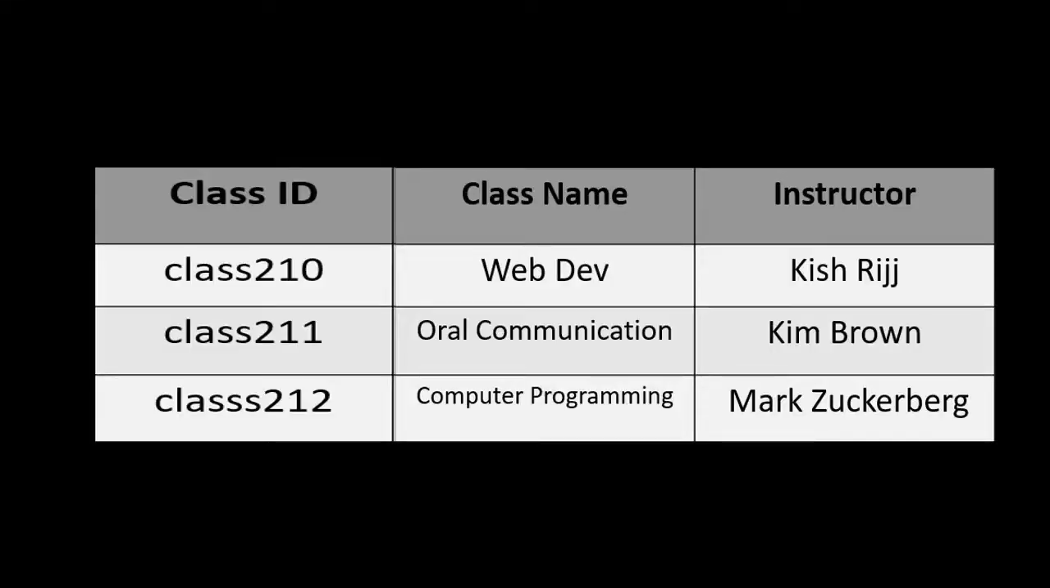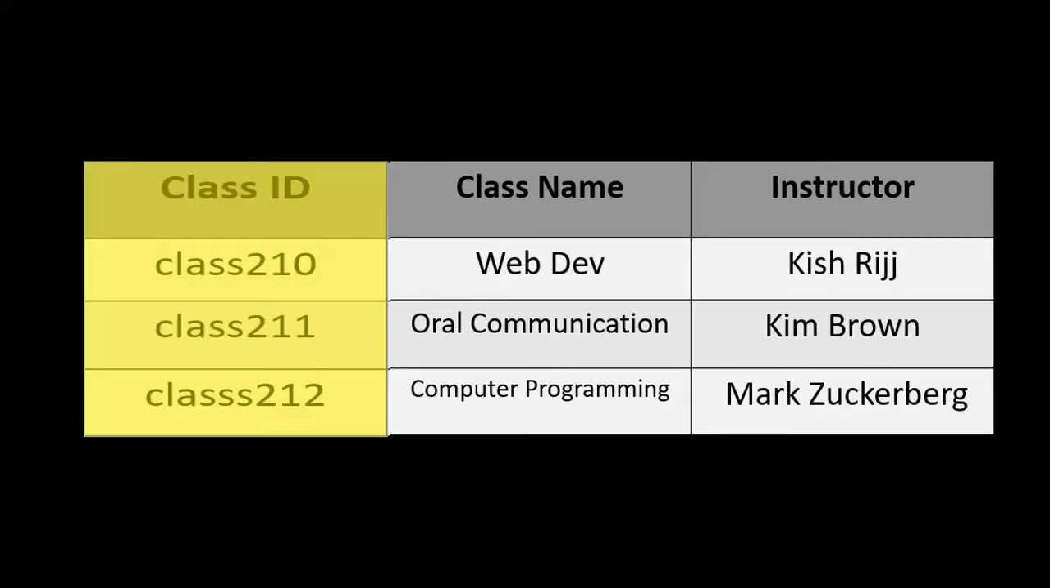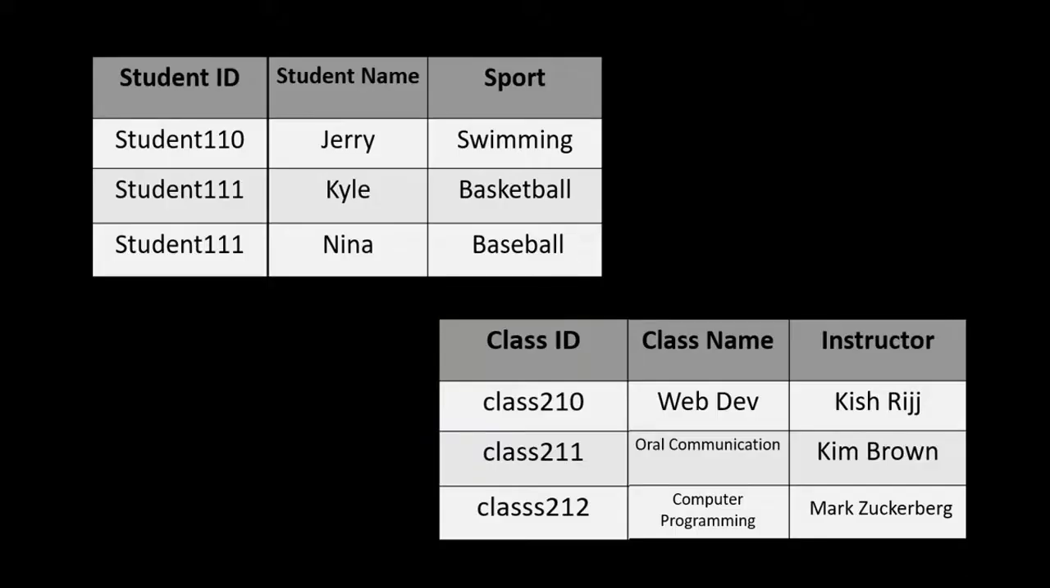Same idea with the classes. We could have class names that are the same. We could have an instructor that teaches more than one class. But if we look at the class ID, we can make that unique, and so we know that it is unique.